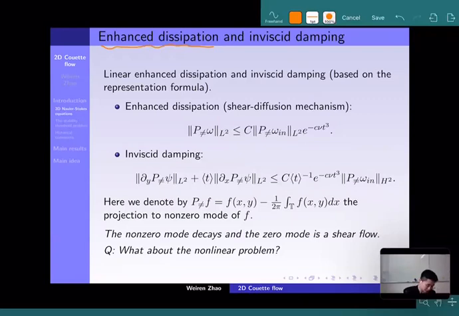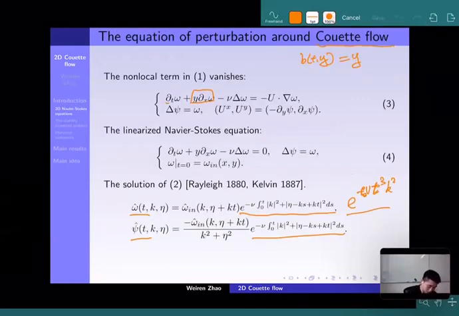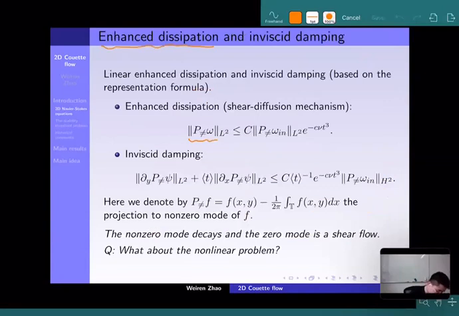So when we say enhanced dissipation, we mean that the non-zero mode, because this thing only happens when k is non-zero. When k is non-zero, the non-zero mode decays faster than the heat diffusion. Normally the heat diffusion is like e to the minus nu t, right? Here it is nu t cubed. So it's much faster. When t is larger, it decays faster.